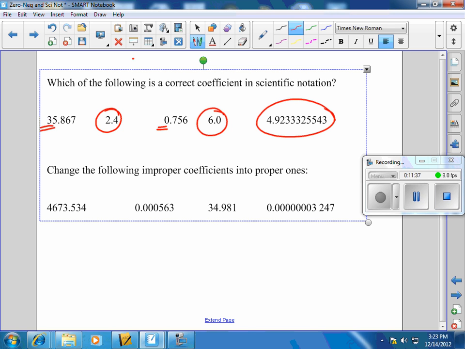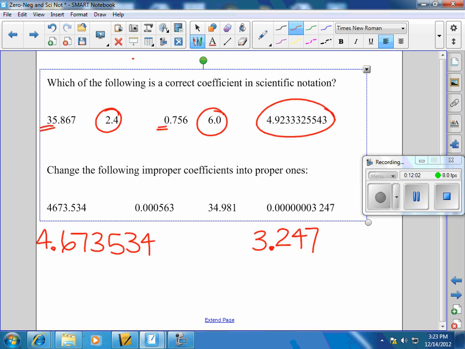So the next couple, change them into proper coefficients. For this first one, where should the decimal go? In between what 2 numbers? Hopefully you said 4 and 6. And then all these other numbers follow. Let's skip the next 2 and do the very last one. Where does the decimal need to go? In between the 3 and 2.